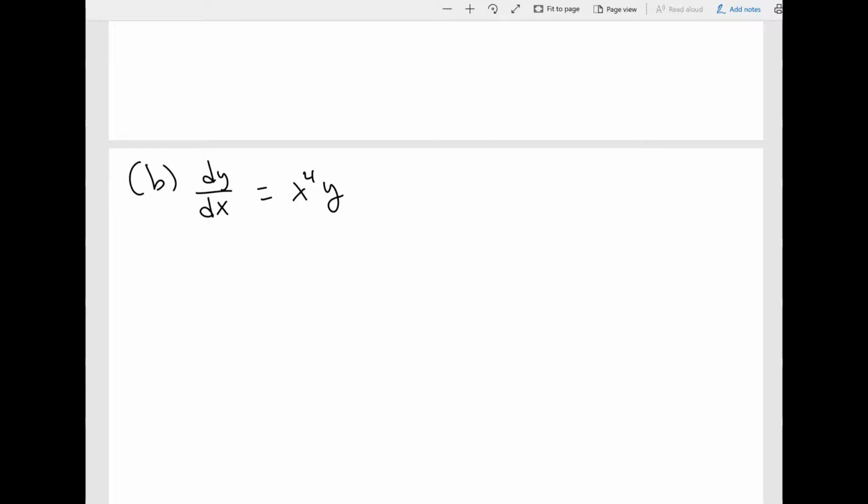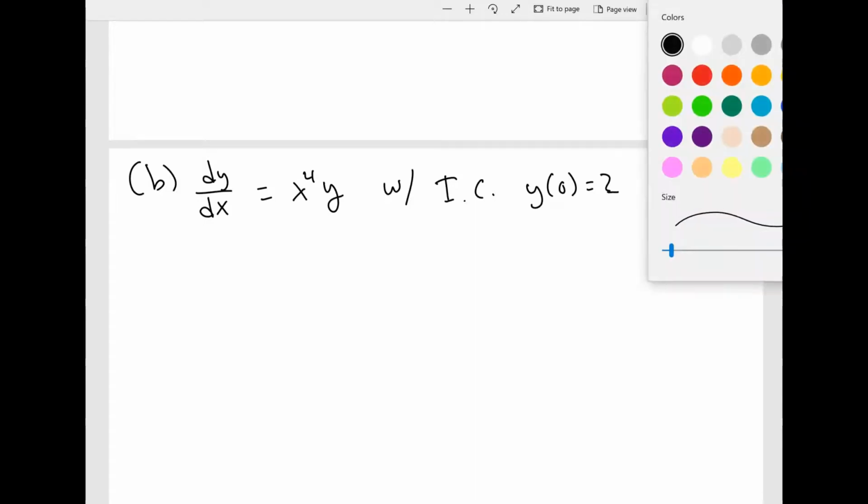Okay, all right, so now what we want to be able to do with these problems, let's first start off with separation of variables. Oh, I forgot to give you the initial condition. With initial condition, y of 0 equals 2. Forgot to give you that. Okay, so now let's apply separation of variables.